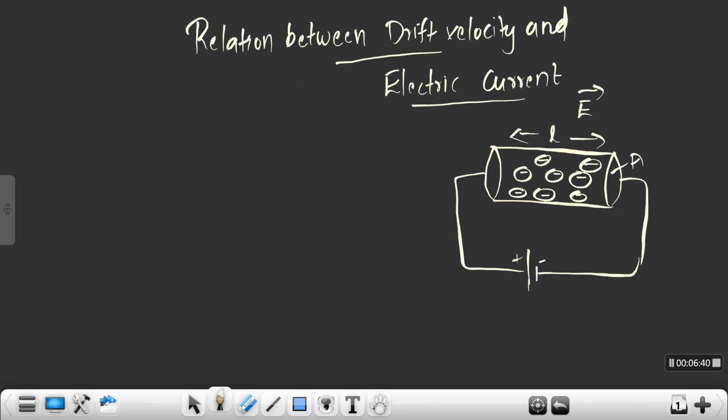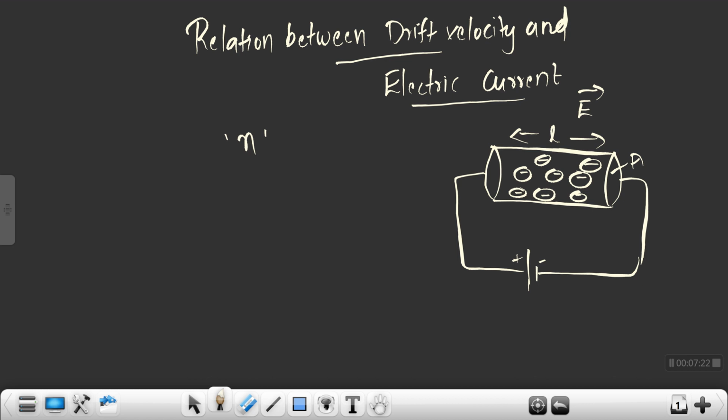Now we are going to discuss the relationship between drift velocity and electric current. For that we are considering a metallic conductor of length L as shown in the figure, with area of cross section capital A. Here let n be the number of free electrons per unit volume.